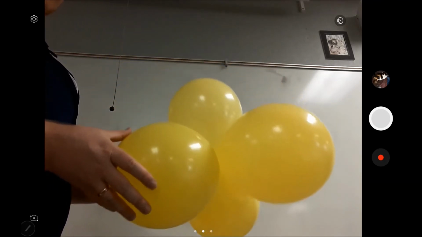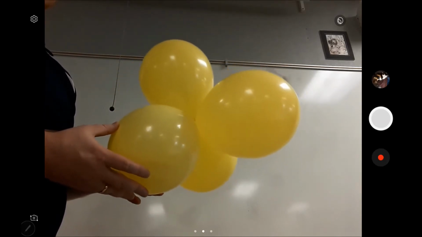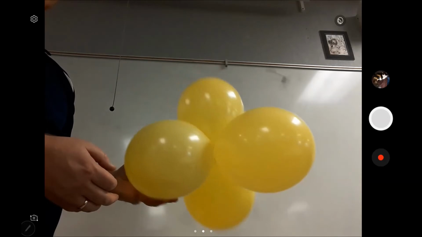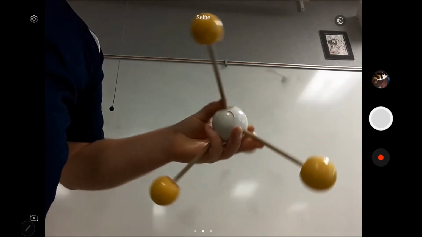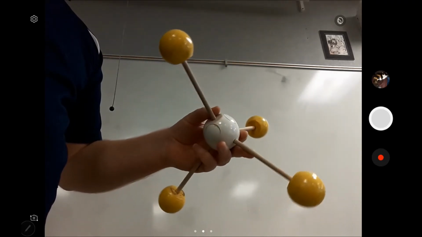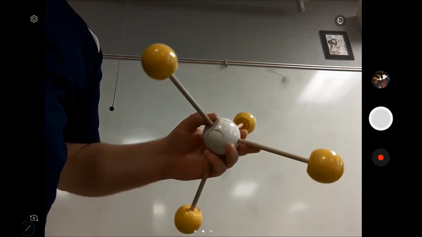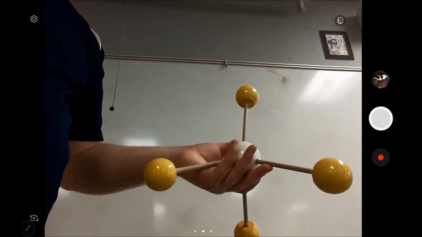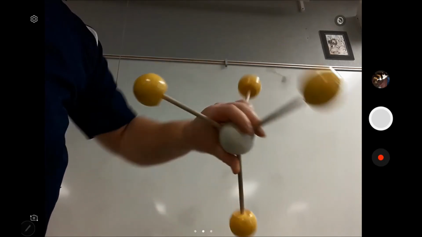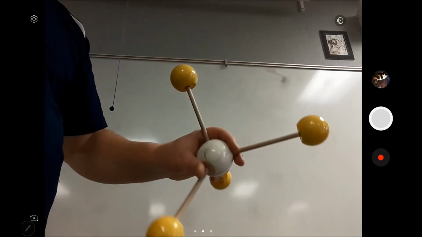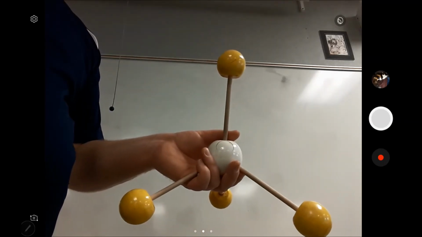We call this shape tetrahedral. You can see it's a 3-dimensional shape. That's perfectly legal because atoms exist in 3-dimensional space. So this shape is called tetrahedral. It's going to look something like this. Now, this shape is not a flat shape. This shape exists in 3-dimensional space. But it is perfectly symmetrically rotational, or it would be if I had managed to get my bond angles correct here.